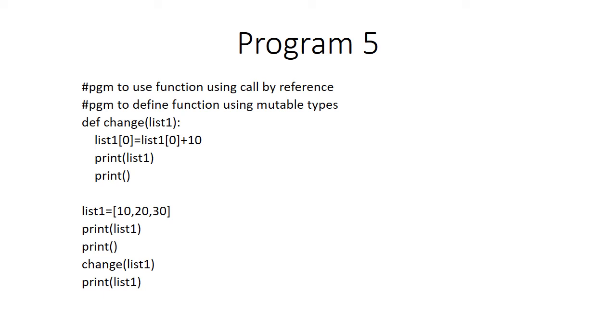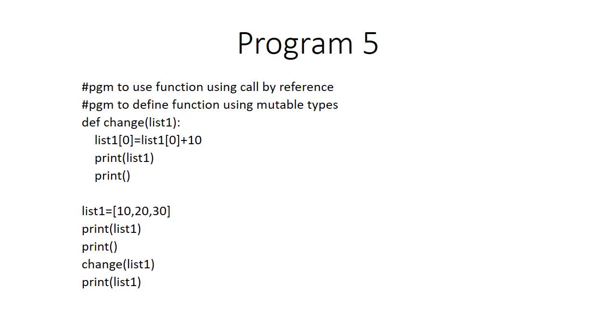And to that, list1 is passed as a variable. So you can see change(list1). In that function definition, the first element of list1 is changed by 10. That means list1[0] is equal to list1[0] plus 10. The first element of list1 is 10, and 10 is added with 10. That means the very first element will now be 20. And that list1 is printed there itself.